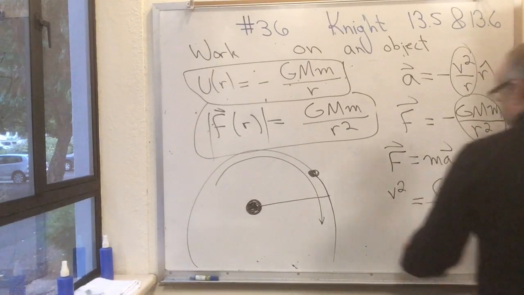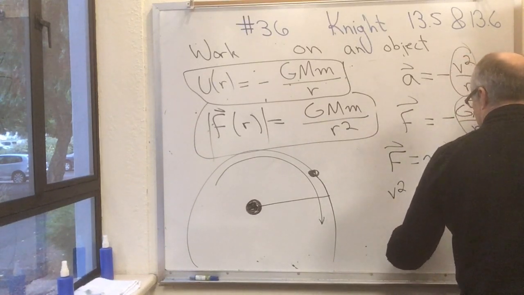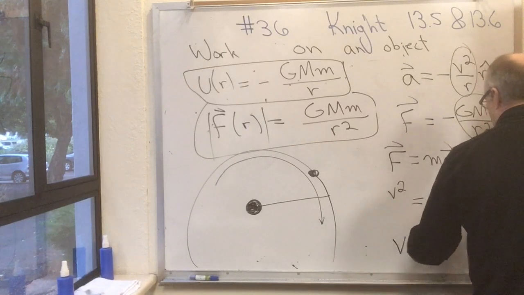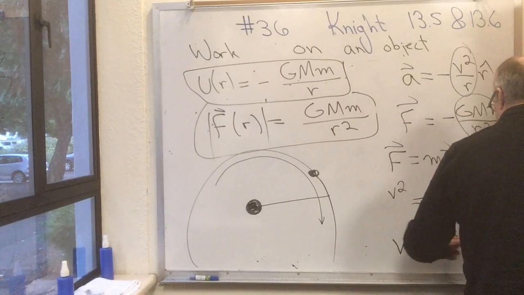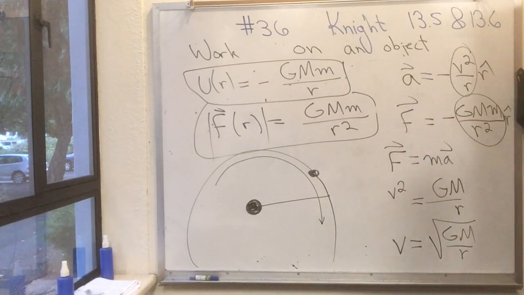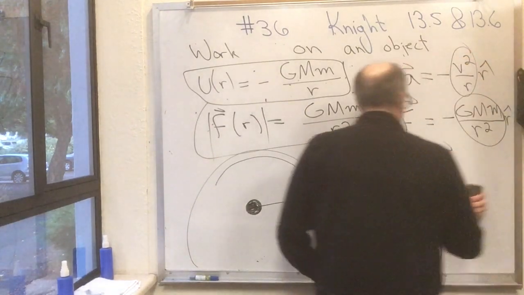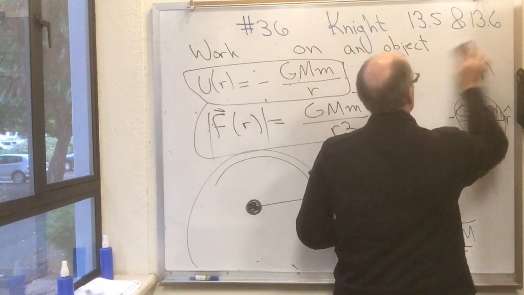And I suppose you could take the square root of both sides if you were solving for v, in which case you'd have v is equal to the square root of GM over r. Now that's not a very famous formula. Let me show you a famous formula.